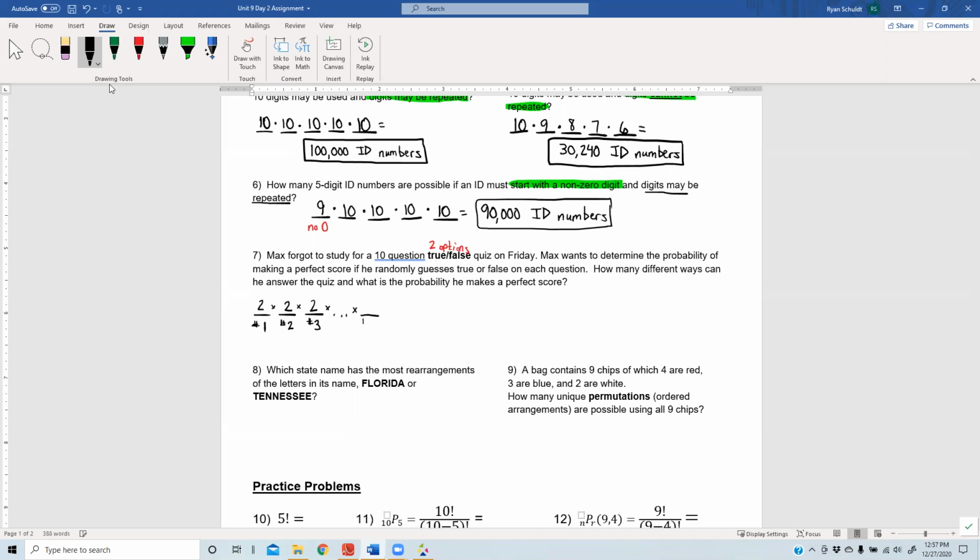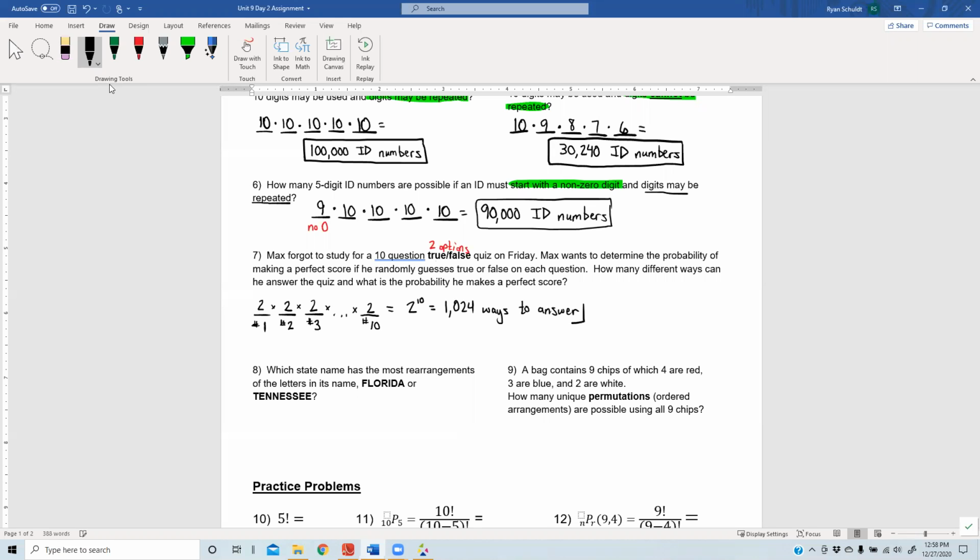So on number 10, how many options? 2, true or false. So we're going to multiply 2 times 2 times 2, we're going to do that 10 times, which gives us 2 to the 10th power, which is 1,024 ways. That's how many ways he can answer his test. Ways to answer.